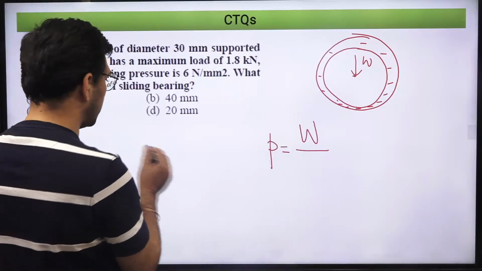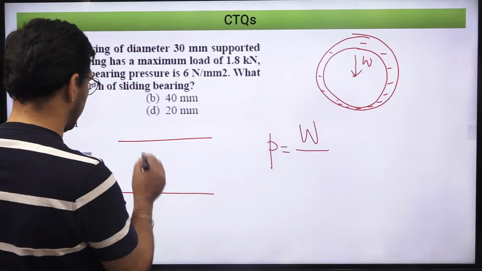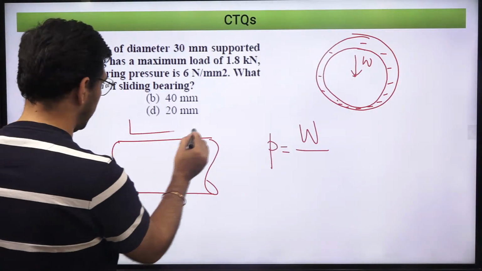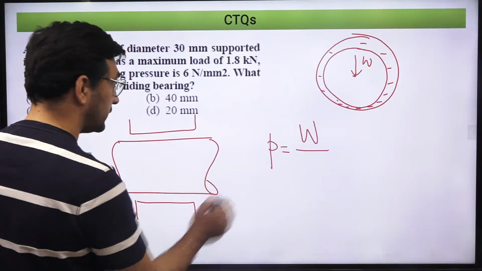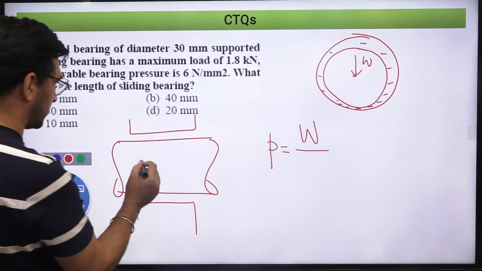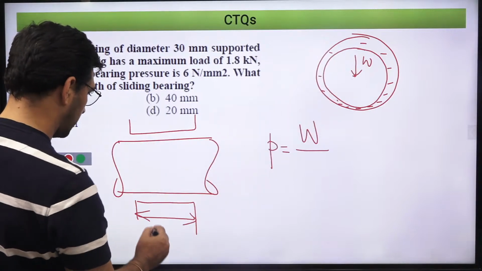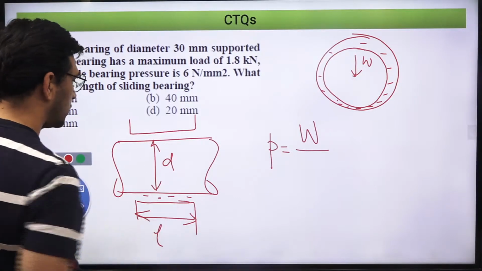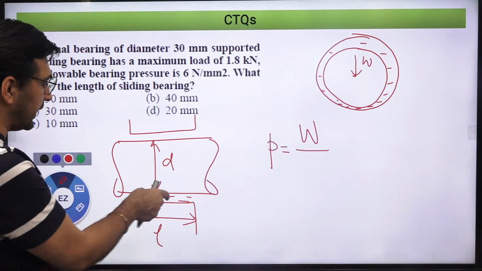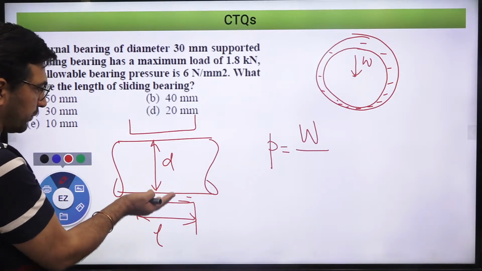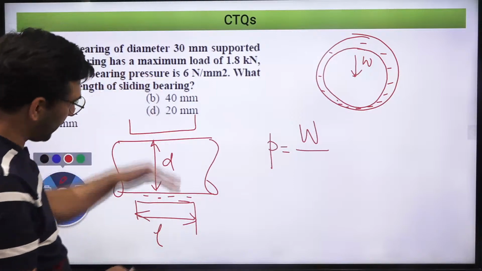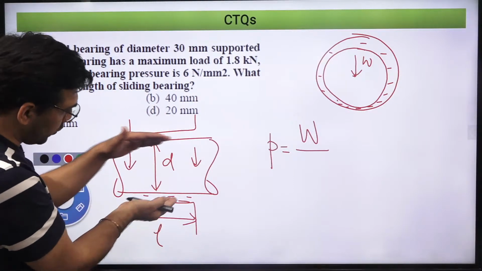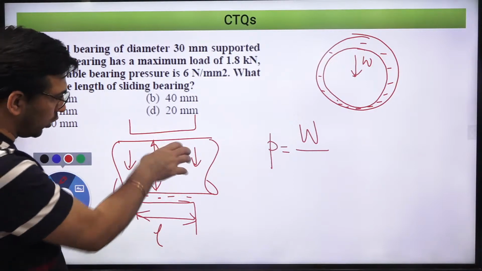And the projected area of the shaft is what? For example, this is the journal, the shaft that you are having, and this is the bearing, and this is the length of the bearing. This is a side view, and this is the front view, let us say. So this is the length of the bearing, and the diameter is this one, right? When you apply the load on this particular shaft, you're going to create the pressure over there, so load divided by area.